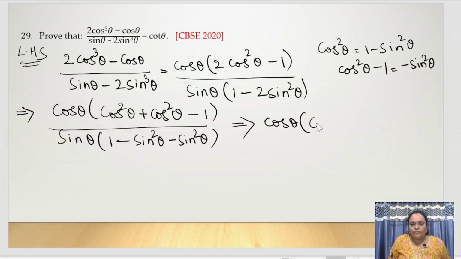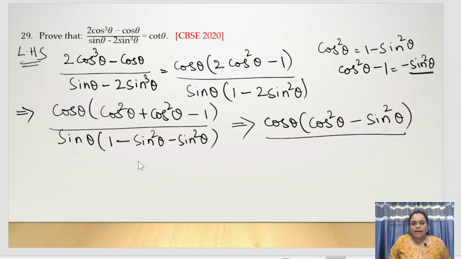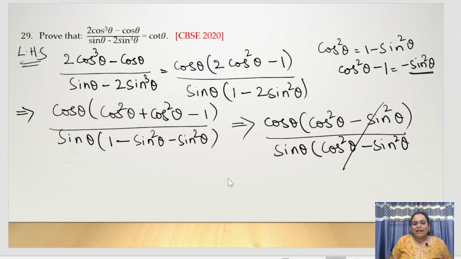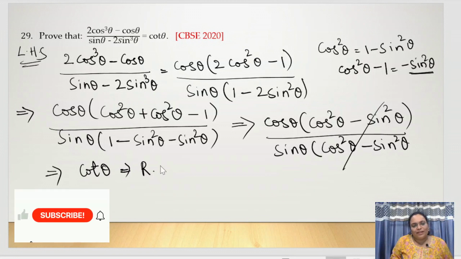Cos theta into cos square theta plus, here we have cos square theta minus 1, which is minus sin square theta, minus sin square theta divided by sin theta into 1 minus sin square theta, which is cos square theta. Cos square theta minus sin square theta. Okay. Here this will get cancelled. Cos by sin is cot theta. Okay. This is what we need to prove in the RHS. So hence proved.